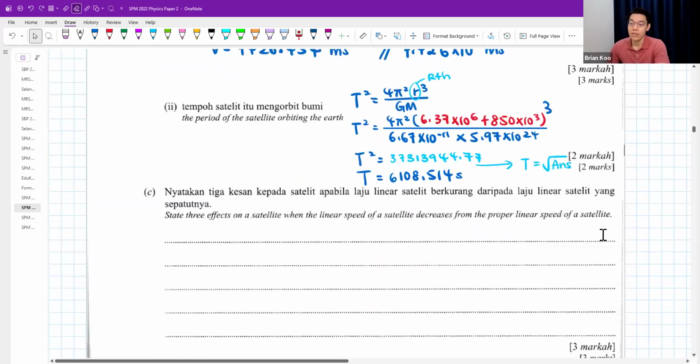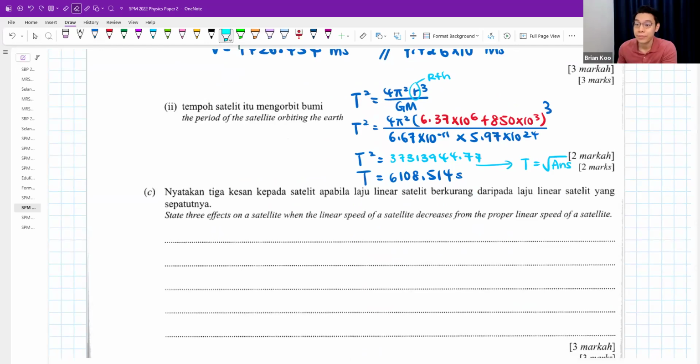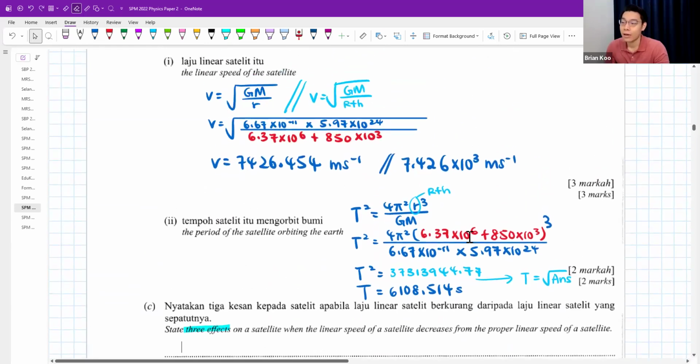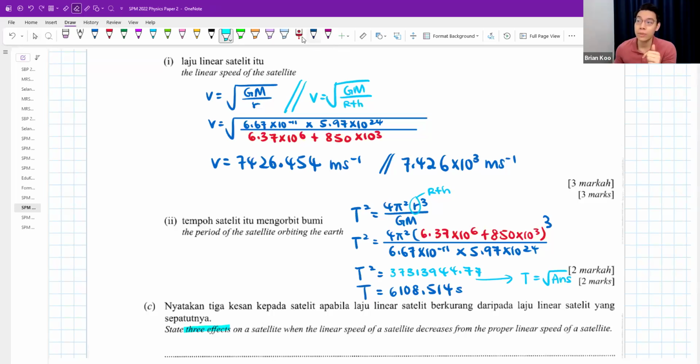They do not expect you to go and memorize. Okay. Part C, state 3 effects on a satellite when the linear speed of a satellite decreases from the proper linear speed of a satellite. Okay. Also, many students don't really have a good concept on this. I realize they are thinking like, teacher, what do you mean by it decreased from the proper linear speed? Now, the next question will be, do you know that if I want my satellite to be exactly at 850 km height, it must be at this speed. If you don't travel at this speed, the consequence is Earth's gravity is going to pull you down.